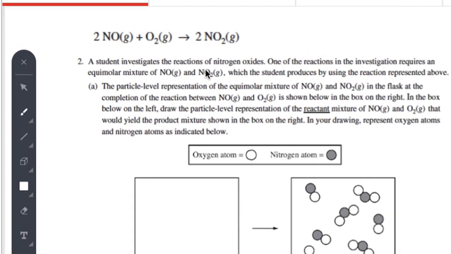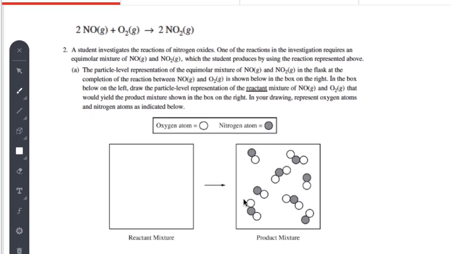A student investigates the reactions of nitrogen oxides. The reactions in the investigation require an equimolar mixture of NO and NO2, which the student produces using the reaction above. The final product is represented in this box here, and they want us to draw out the reactant mixture.